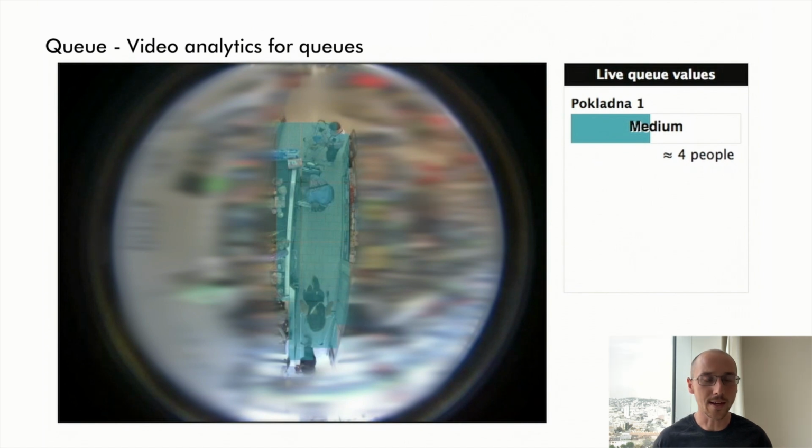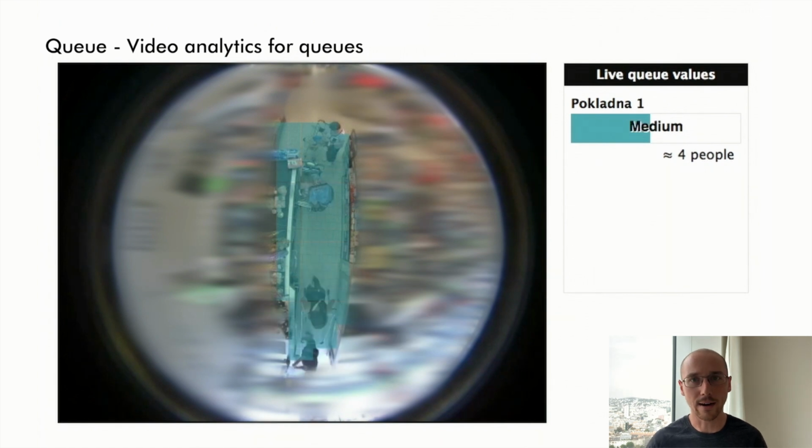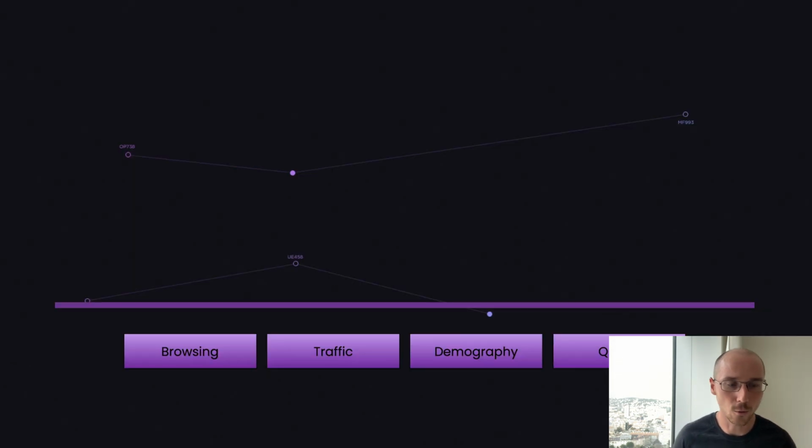And finally, we can look at queues specifically. So we may have some video cameras mounted above queues and see how many people are waiting in a queue, what's the queue length, how long they are waiting, what is the service time for the queues. So basically our digital twins are built on top of these 4 different types of data.